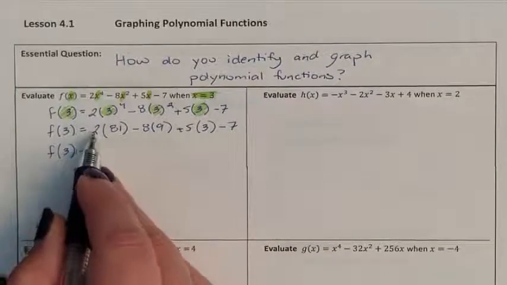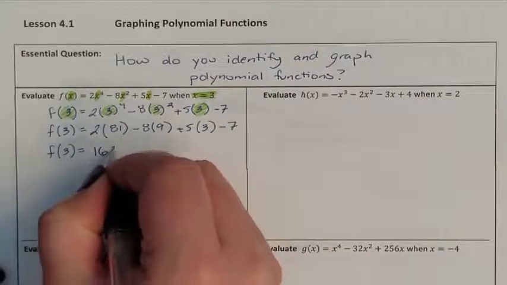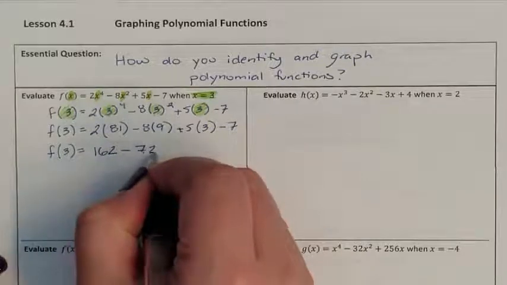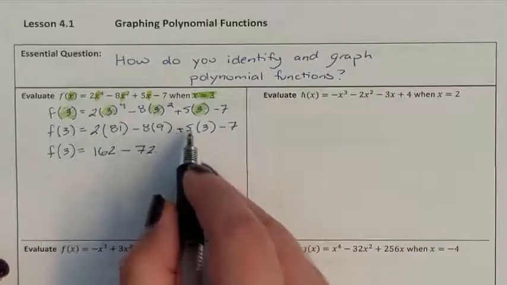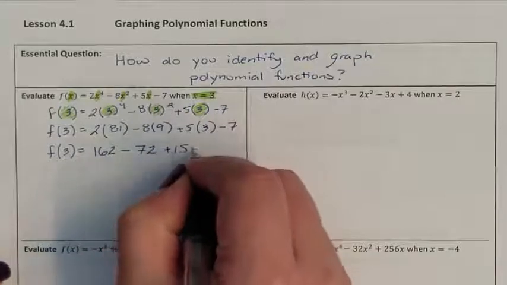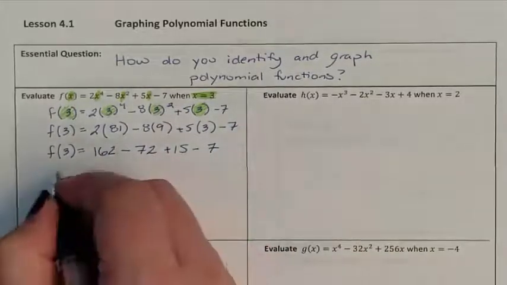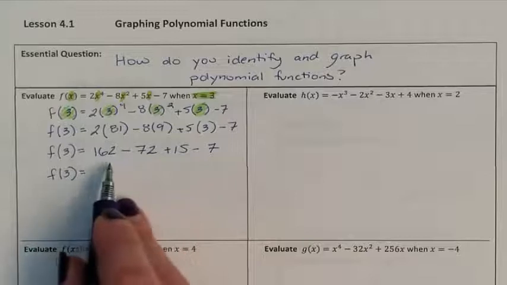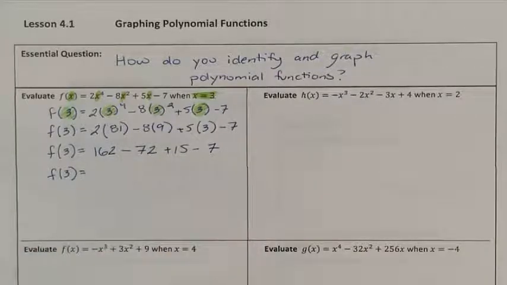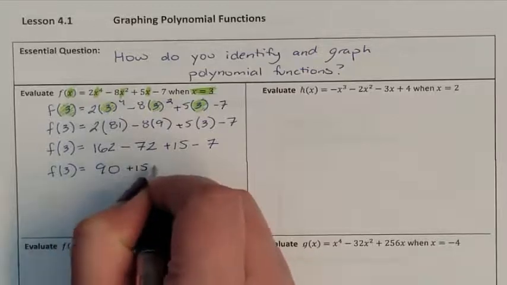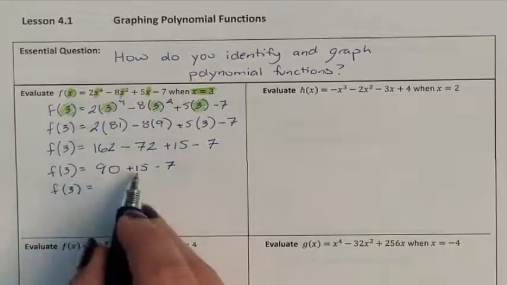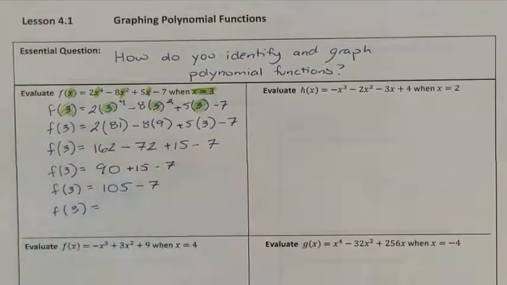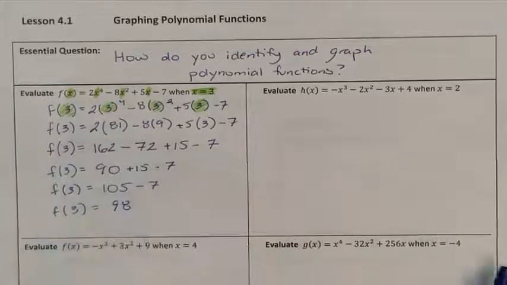So the first multiply I see is 2 times 81. 2 times 81 is 162. The next multiply I see is minusing an 8 times a 9, so I am minusing a 72. Next multiplication I see is I'm supposed to add the 5 times 3, which means I'm adding the 15, and there is no other multiplication. Order of operations now says I'm supposed to add and subtract from left to right as I see it. So the first subtraction that I see is 162 minus 72. So I have 90 plus 15 minus 7. Now I see 90 plus 15, which is 105. And then I have 105 minus 7, which is 98.